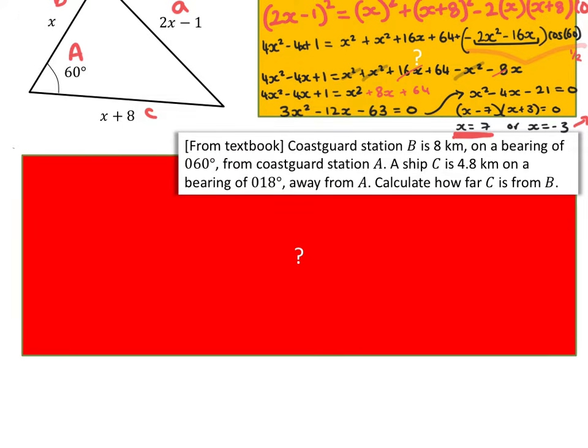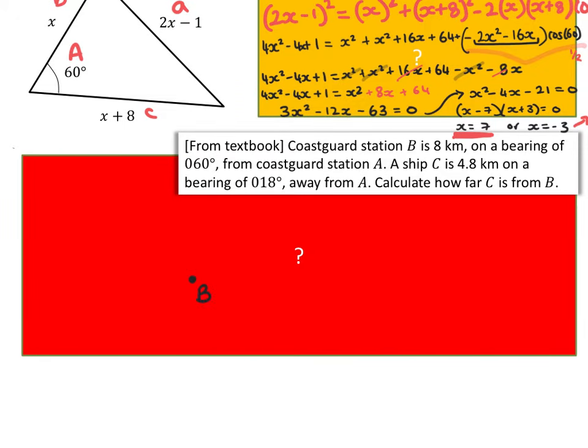Calculate how far C is from B. Okay, so we've got A, B and C, 3 points. More than likely it's going to be a triangle. So I'm going to start drawing my points. Okay, Coast Guard Station B. This is B. Okay, this is my Coast Guard Station.